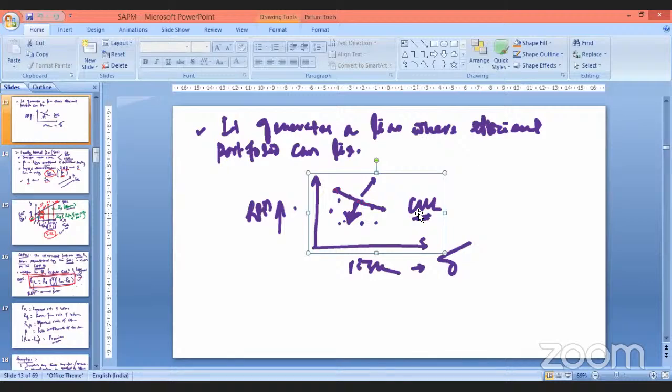Efficient portfolio means it is having lower amount of risk and higher amount of return. And there are some lower risk assets which lie below the capital market line, and there are some higher risk assets which lie above the capital market line. Is it clear? So this is about your capital market line.